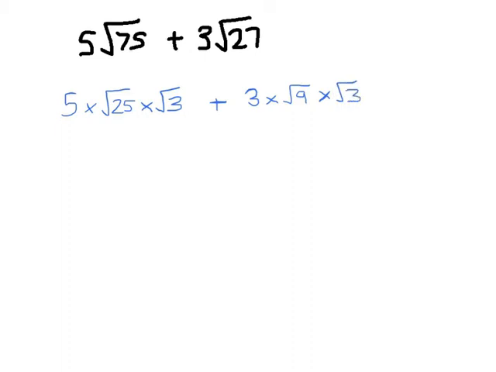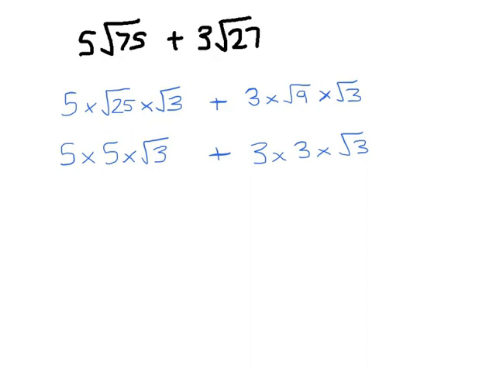Now let's just pull out all the things that we know in here. So we've got 5 times by the square root of 25 is 5, times by the square root of 3, and I'm adding to that 3 times by the square root of 9, which is 3, times by root 3. So let's put all the numbers that we again know in together. I've got 5 times 5 in here, so that's just going to be 25 root 3, and I'm going to add to that 3 times 3 on the other side is it's just going to be 9 root 3. So now I've just got to put those two bits together. 25 root 3 plus 9 root 3 will give me 34 lots of the square root of 3.